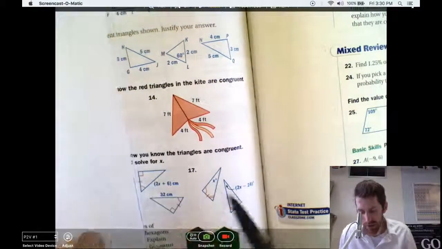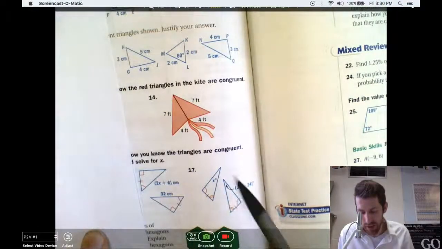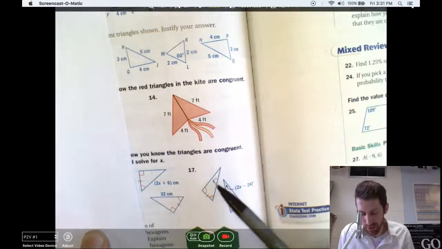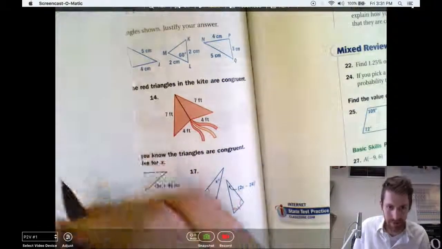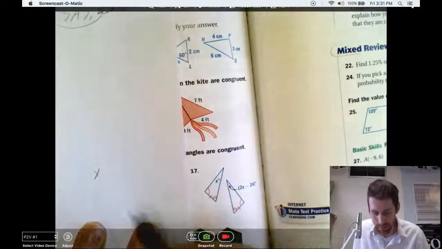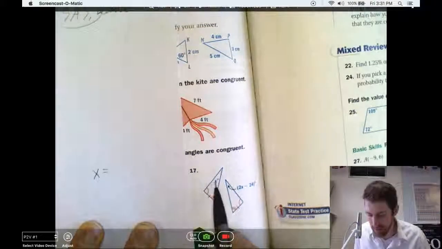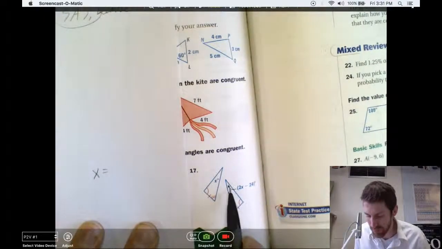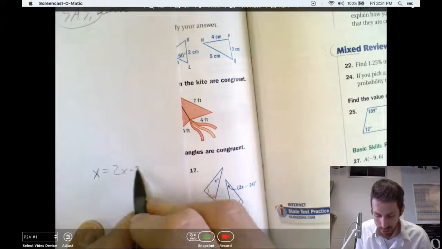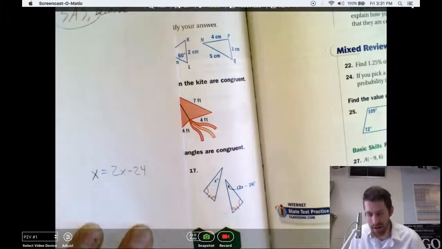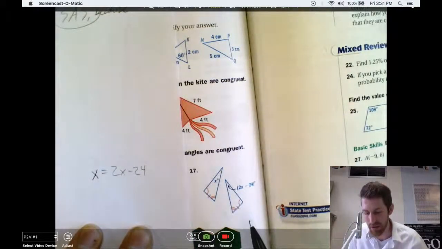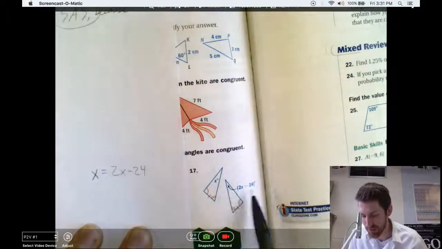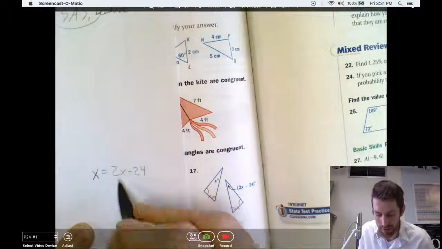Well, if I know that these are congruent, and I know that this vertex up here is corresponding to this vertex, right? Then I can say x, oh, this gets weird. Check this out. X equals this one, 2x minus 24. Yeah, because they're corresponding parts, and so they're the same as each other. So x equals 2x minus 24.